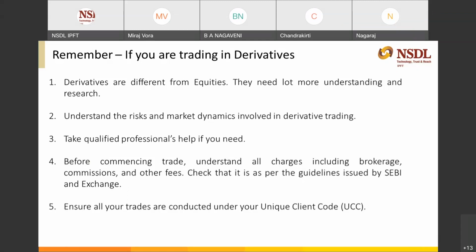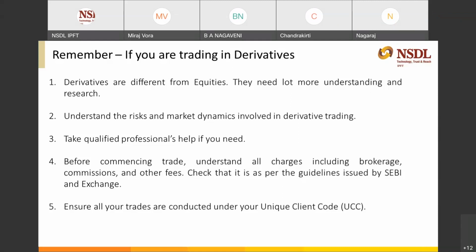For that, you need to understand the dynamics of the markets involved, how the underlying asset would be moving, and which aspects can affect your underlying instrument or asset, be it global, local, micro, or macroeconomic factors. Also, qualified professional advice can be taken if you need it.